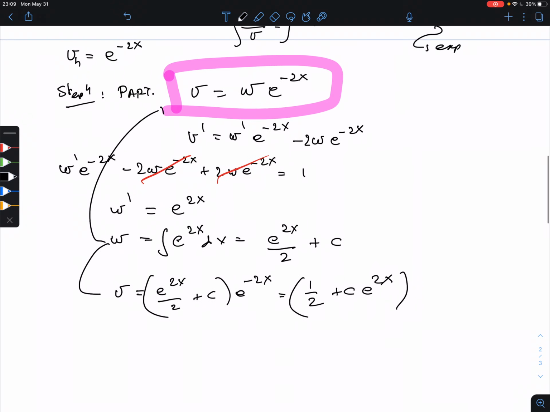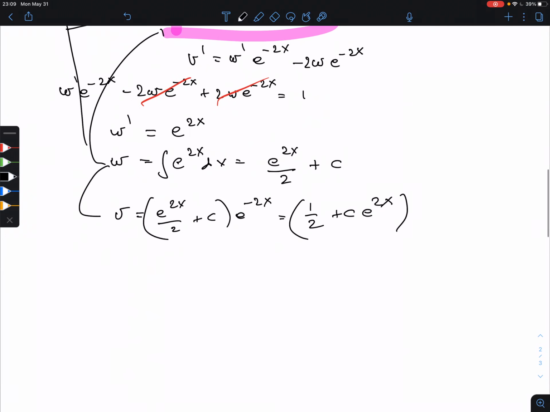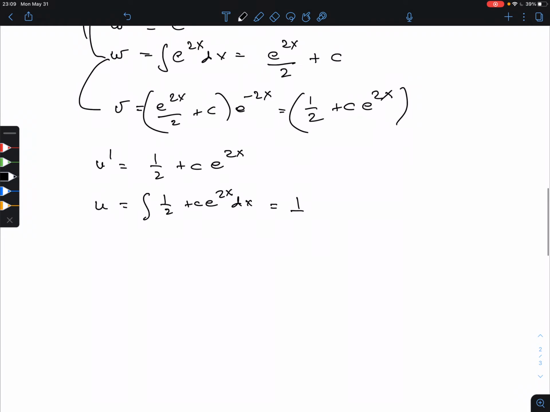Okay, what now? Well, since I have my v, I have to go back. Where did v come from? Well, v came from here, from u prime. So u prime is equal to a half plus c e to the 2x. That means that u is the antiderivative of this. Let me write it up one more time. So this means that it is a half x plus c e to x divided by 2 plus. Do I need a constant? Yes. So I'm going to put a constant here and let's call it b.